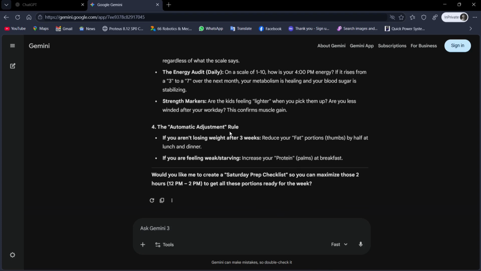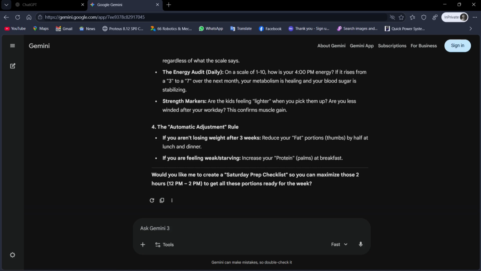And then we have the fourth one. We have the automatic adjustment rule. If you aren't losing weight after 3 weeks, reduce your fat portions by half at lunch and dinner. If you're feeling weak, starving, increase your protein at breakfast. Would you like me to create a Saturday prep checklist so you can maximize those 2 hours? This is basically amazing, right? This is just so amazing.